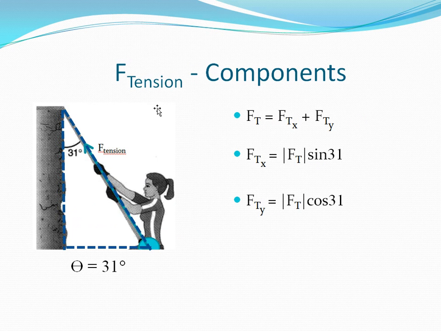I split the tension force also into the two components, and you have that the x component is equal to the magnitude of the tension force times the sine of 31 in this case, because your x is in the opposite direction of the angle as opposed to being adjacent to it, and you have that the y component is equal to the magnitude of the tension force times cosine of 31.